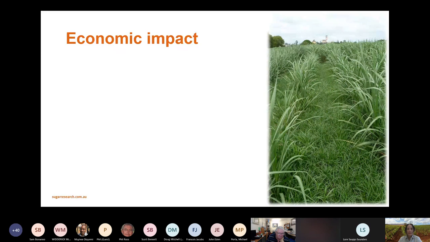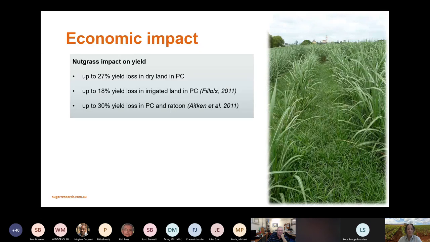Now I'm going to review the economic impact of specific troublesome weed species. So, for example, nutgrass. This work has been done in Australia. The first two numbers come from work done by myself in 2011 in central Queensland, when we found that in plant cane, in dry land, nutgrass could create up to 27% cane yield loss, and in irrigated land, it could create up to 18% yield loss. Rob Aiken in New South Wales in the same year found that nutgrass could incur up to 30% yield loss both in plant cane and ratoon.